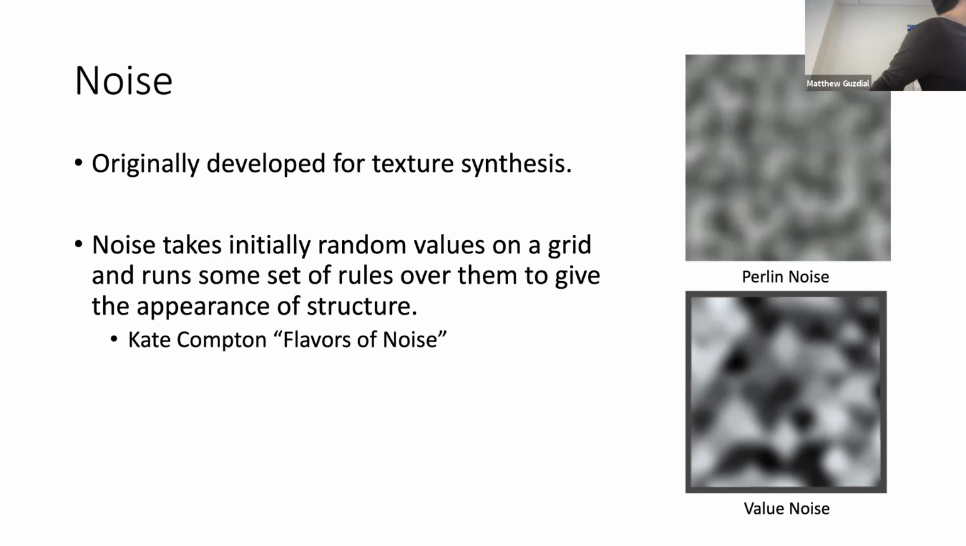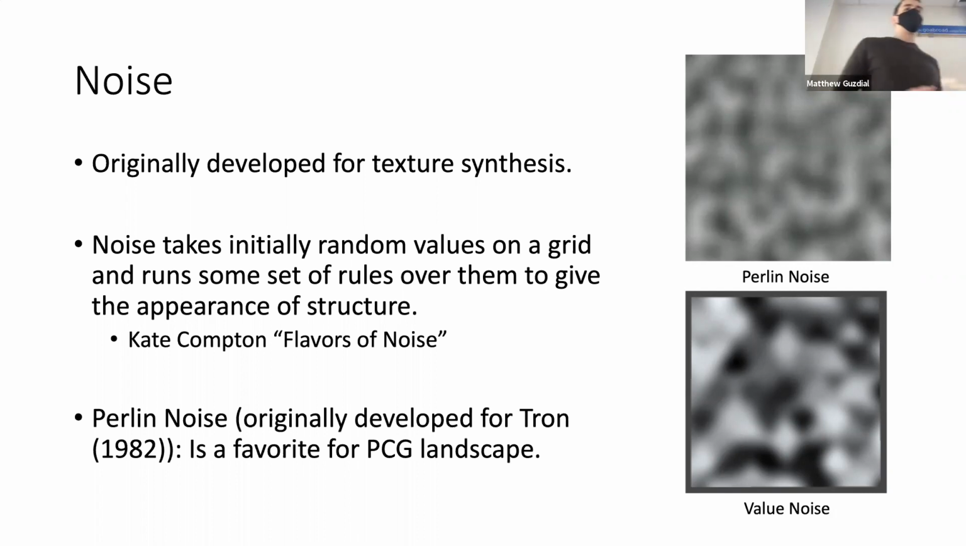Noise, as I mentioned, takes a random value on a grid and runs some set of rules on them to give them the appearance of structure. Kate Compton calls this flavors of noise. She's American, so that's why there's no U in flavors. And then Perlin noise, which was originally developed for the movie Tron from 1982, is a favorite PCG landscape and basically has been since then.